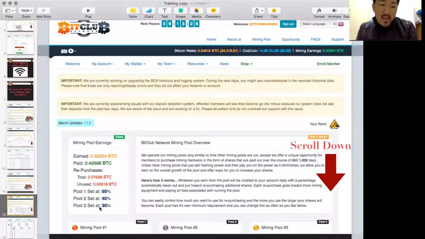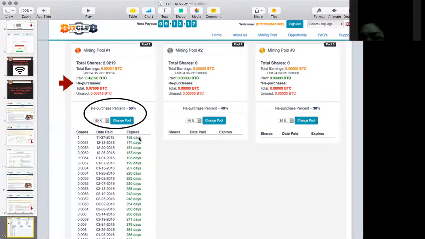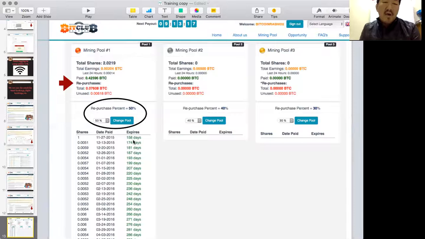Now I want to draw your attention to this part here where it shows how much I've earned and how much has been paid. Because it shows the repurchases here. So scroll down. This is a pool 1 account, so there's nothing going on for pool 2 and pool 3. Right here, you can see that this account was bought on the 27th of November 2015, and it expires in 158 days. So what happens after 158 days?